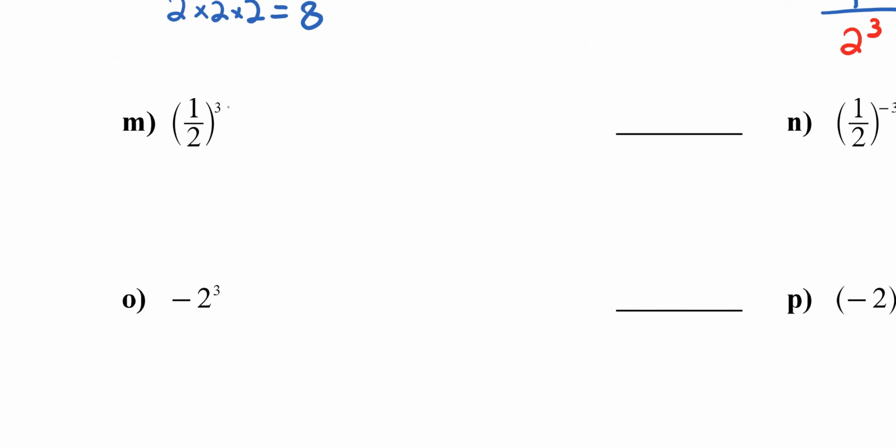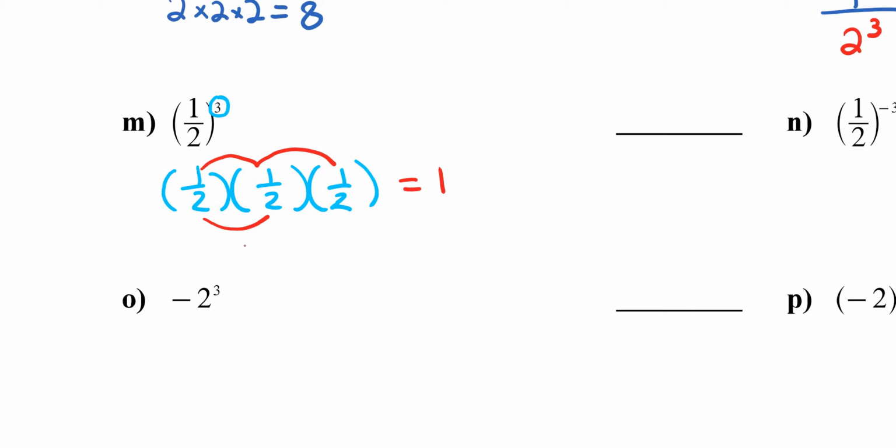Okay, next one here, I have a 3 here, so that means everything in the brackets is being repeated 3 times. So 1 times 1 is 1, 1 times 1 is going to be 1. 2 times 2 is going to be 4, and 4 times 2 is going to be 8. So 1 over 8 is my final answer there.